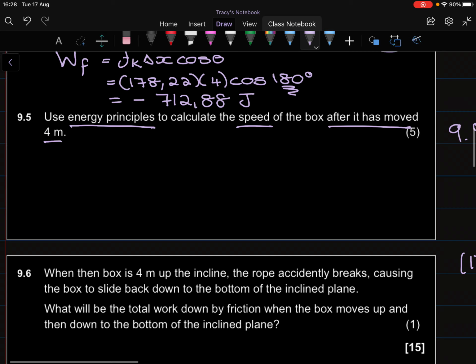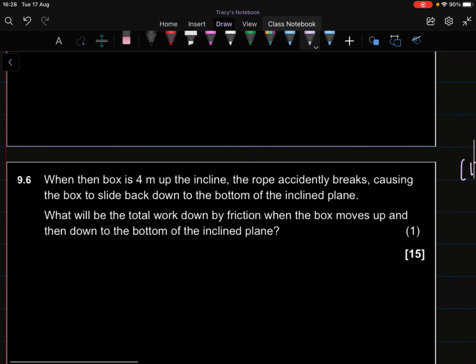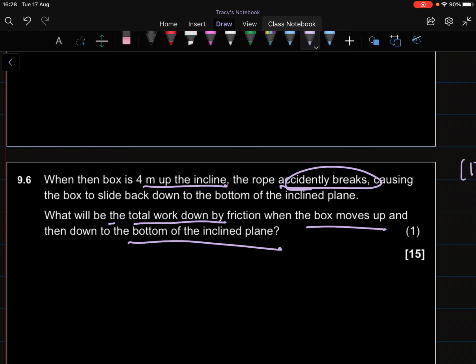Then they say when the box is 4 meters up the incline, the rope accidentally breaks, causing the box to slide down to the bottom of the incline of the plane. What will be the total work done by friction when the box moves up and when the box moves down. Now I'm going to be careful here.